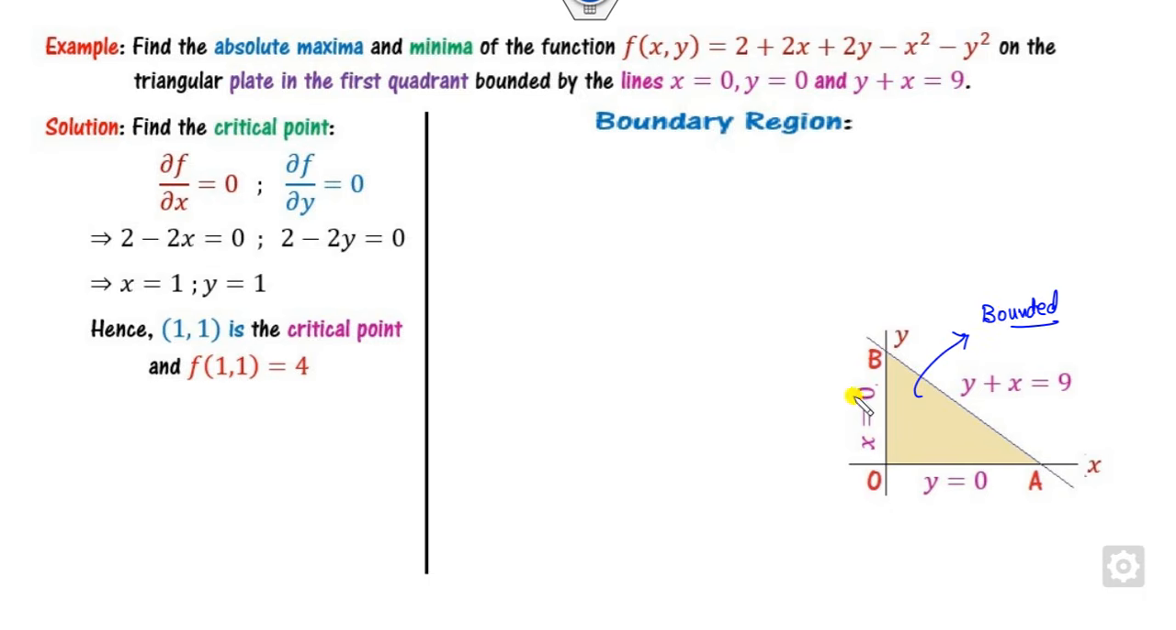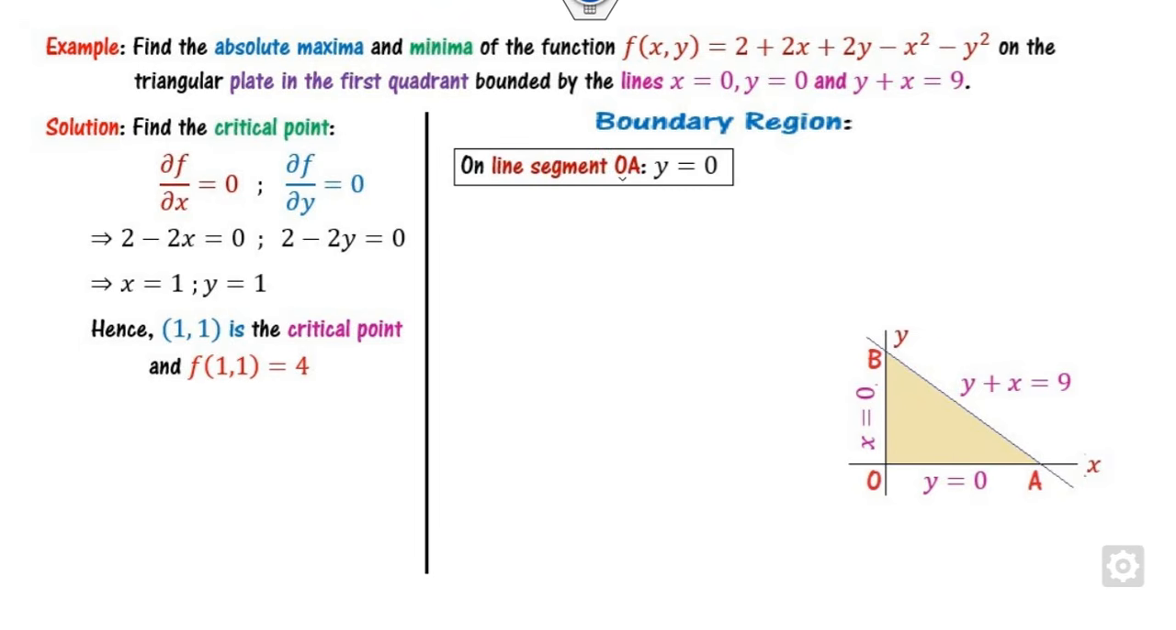Now, step number 2, we can start from the line OA. What is the equation of OA? That is y equal to 0. So on the line segment OA, y is 0. What are the boundary points of OA? What are the coordinates of O? That is (0, 0). What are the coordinates of A? You can see this is the point of intersection, (9, 0). So these are my boundary points: (0, 0) and (9, 0).